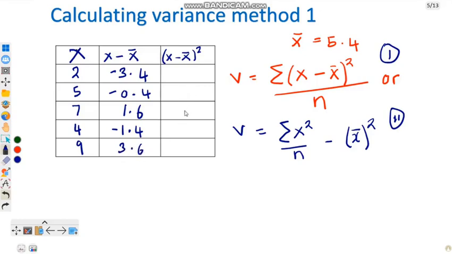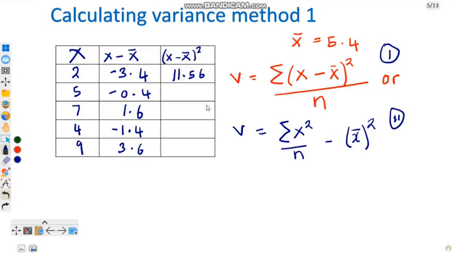Then here on the last column, remember we have x minus the mean squared. So we are just going to square these values that are in the middle. We are going to have negative 3.4 squared. This will give us 11.56.